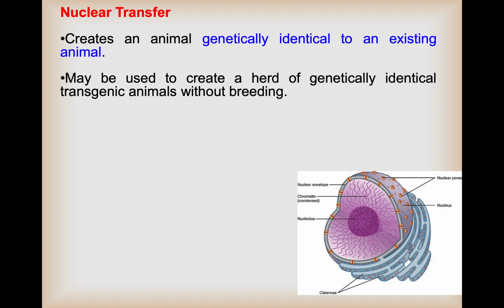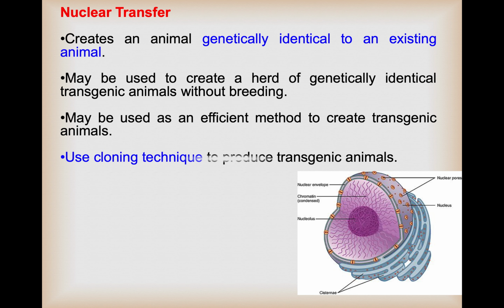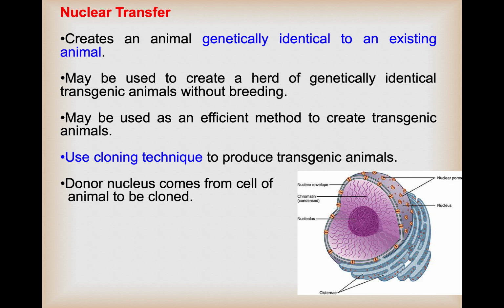This method may be used to create a herd of genetically identical transgenic animals without breeding. It may also be used as an efficient method to create transgenic animals, regardless of whether it's a small animal or mammals. For this method, of course, a cloning technique is being used to produce those transgenic animals. So the donor nucleus has to come from a cell of the animal to be cloned, not just any animal, not just any donor. It has to come from the animal that you want to clone because it will have the same property, same genetic makeup.